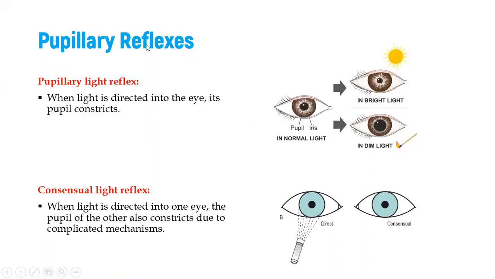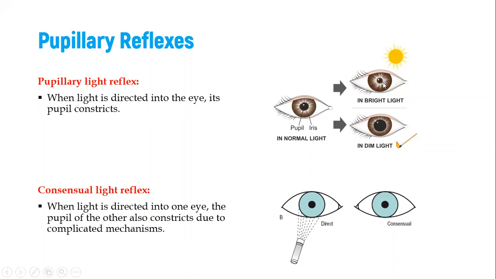Now, pupillary reflexes. Mostly we look at two. We have the pupillary light reflex. This is a simple concept where, when light is shone directly onto the eye, that specific eye getting the light will constrict, to reduce the amount of rays coming in.